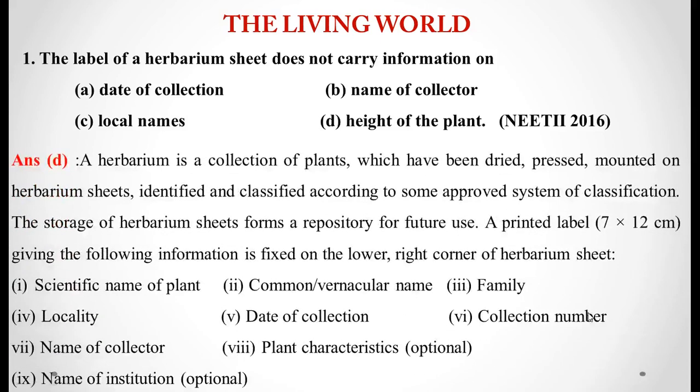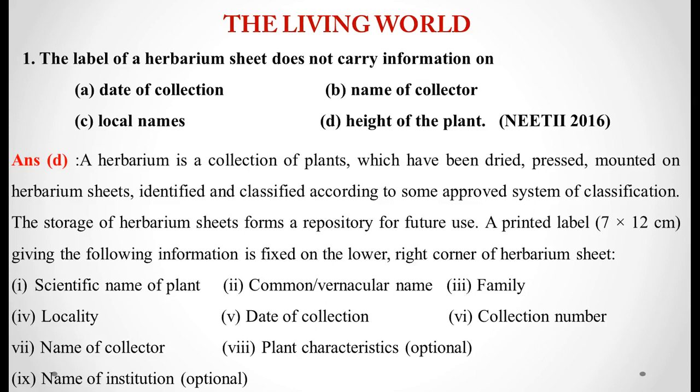The right answer is D. Herbarium is a collection of plants which have been dried, pressed, mounted on herbarium sheets, identified and classified according to some approved system of classification. The storage of herbarium sheets forms a repository for future use.